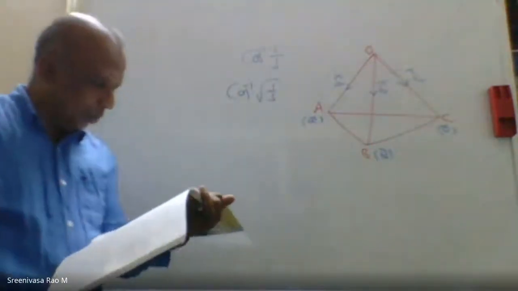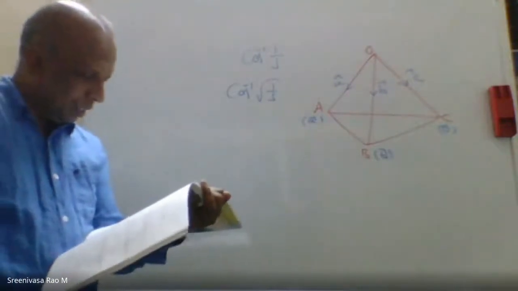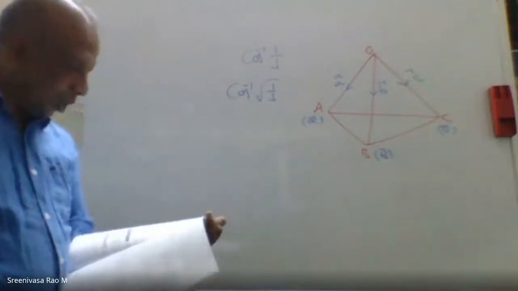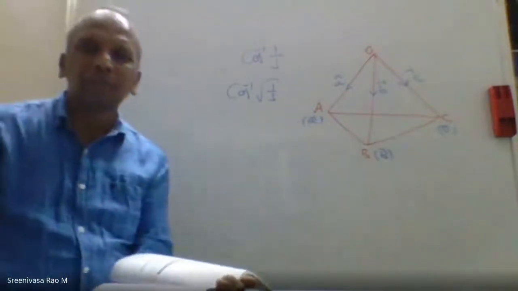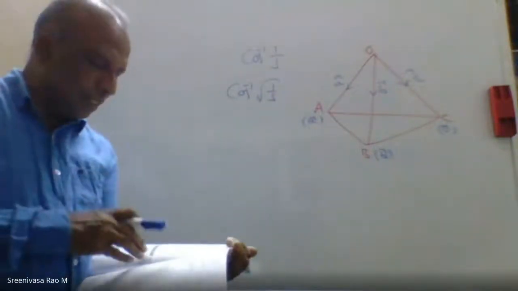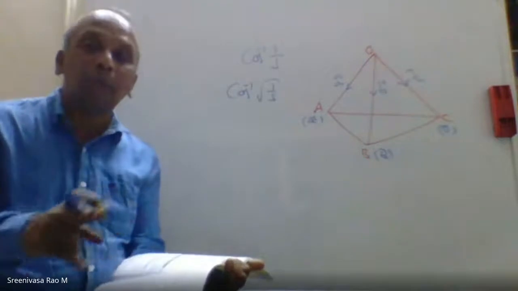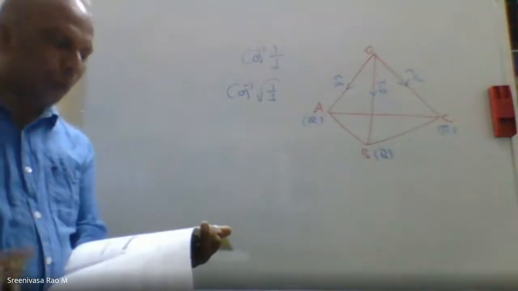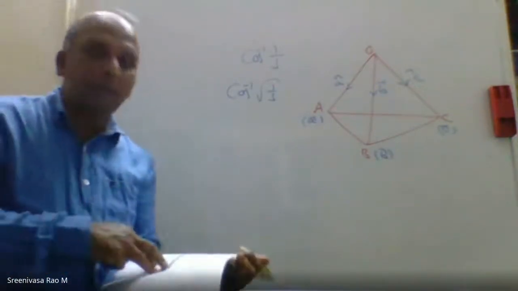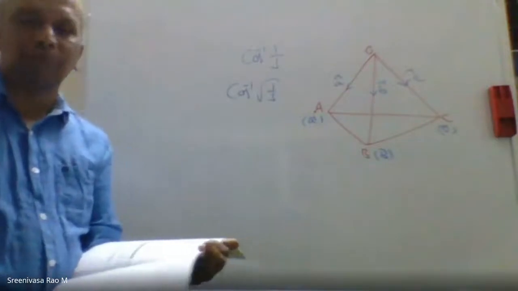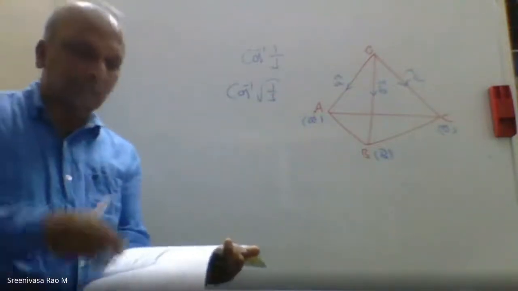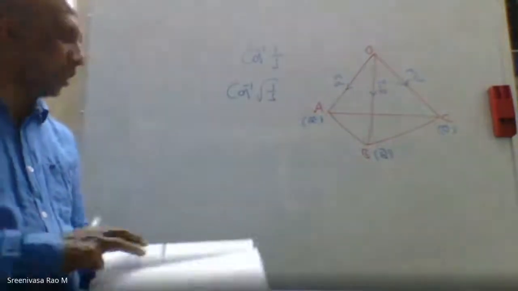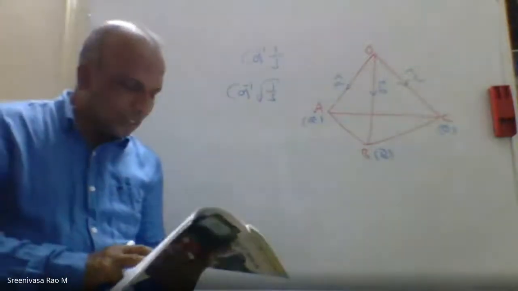Next point you will get: any two opposite edges of a regular tetrahedron are perpendicular to each other. Any two opposite edges of a regular tetrahedron are perpendicular to each other.